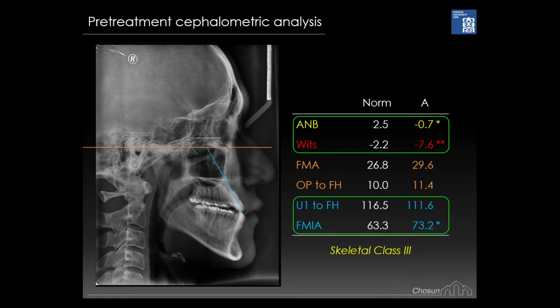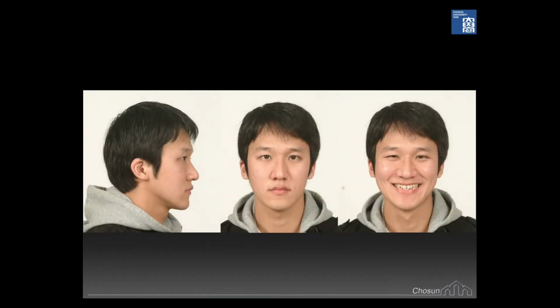The inclination of the maxillary incisor was normal, but the mandibular incisors were retroclined as a dentoalveolar compensation to the mandibular prognathism. The mandibular plane and the occlusal plane were normal, showing a normal divergent pattern. His facial appearance was quite good, and he didn't want surgical correction.